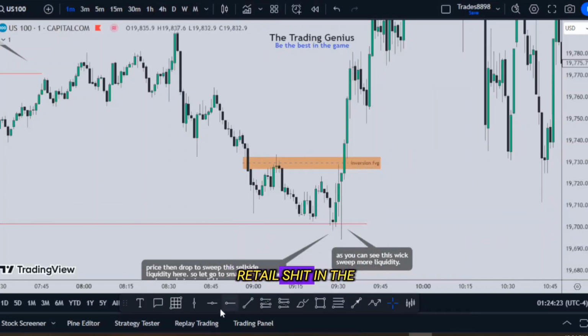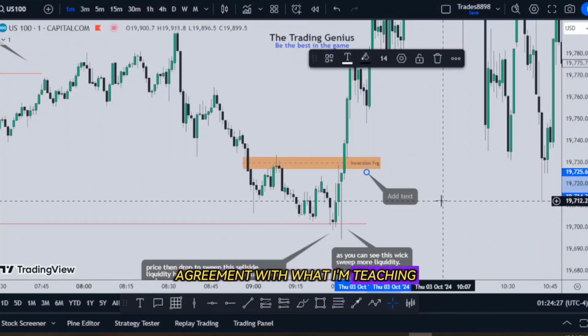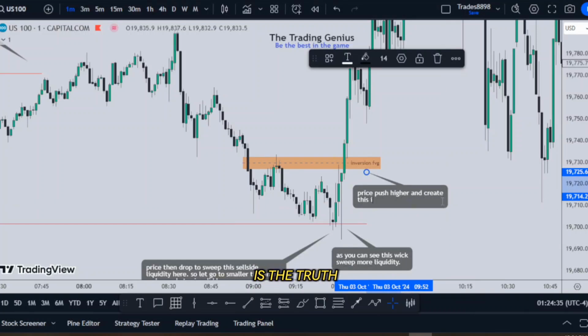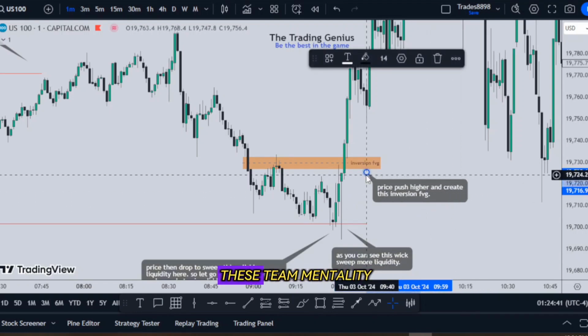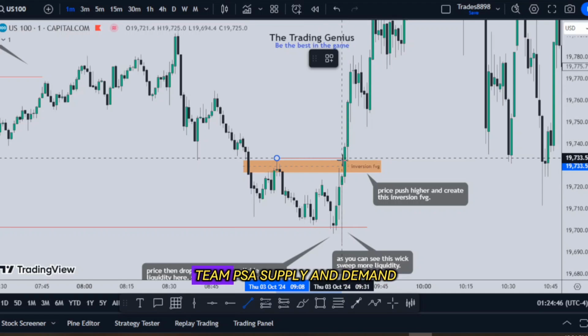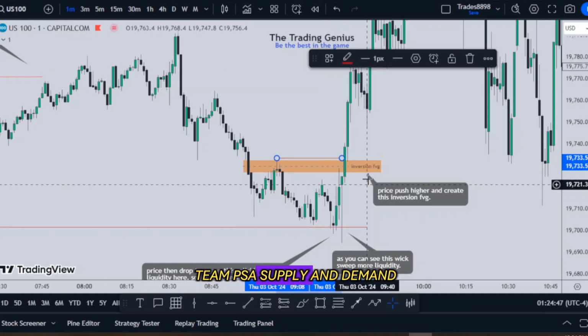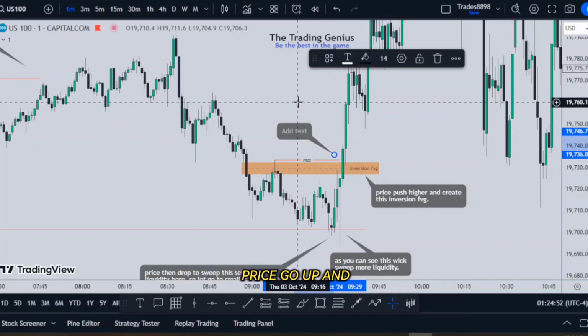Look at all your retail stuff, and the times that it works, it's because it's in agreement with what I'm teaching. And I know damn well that's narcissistic, isn't it? That's arrogant as shit. You're damn right, because it's the truth. That is the truth. And when you stop paying attention to all these gimmicks and you stop being these team mentality, VWAP team, volume profile team, VSA, supply and demand, they're all bullshit. None of that stuff makes price go up and down.